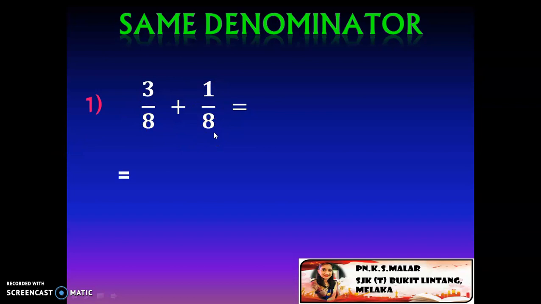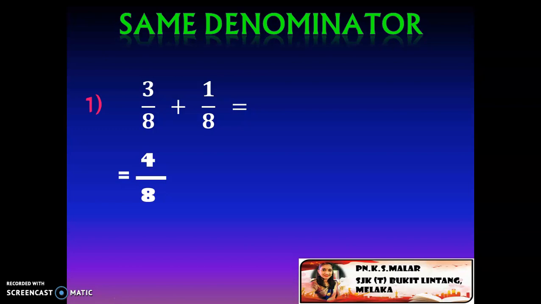So, we just drop the 8 down first. Then, we go and look at the numerator. Students, 3 plus 1 is equal to? Yes, 4. Great. 4 over 8 is not the final answer. We must always write the answer in the simplest form.